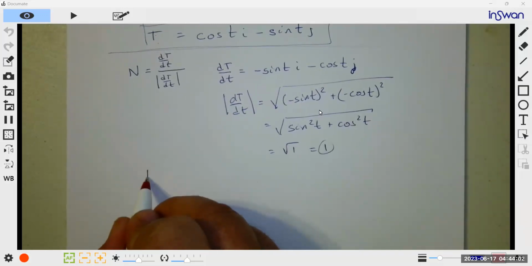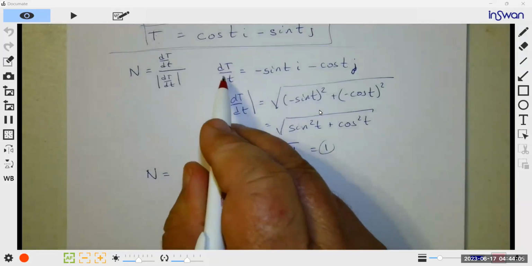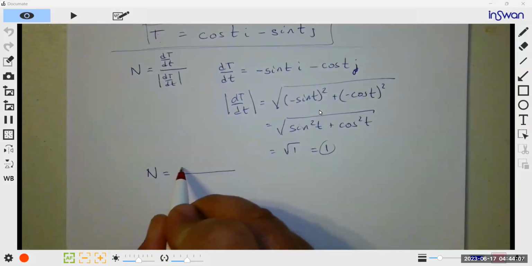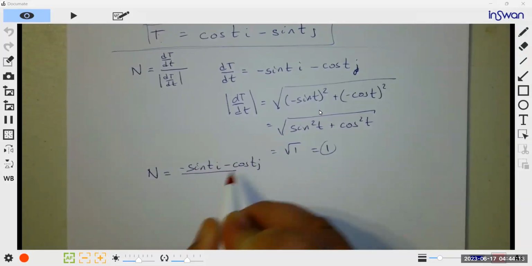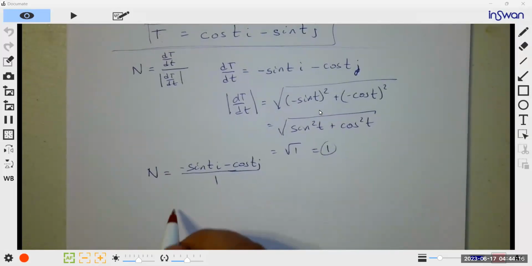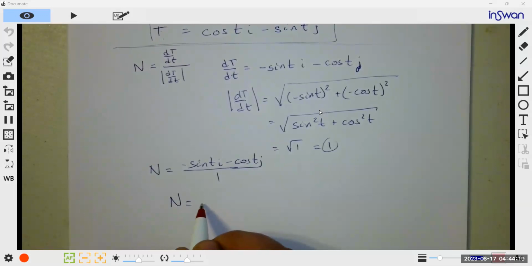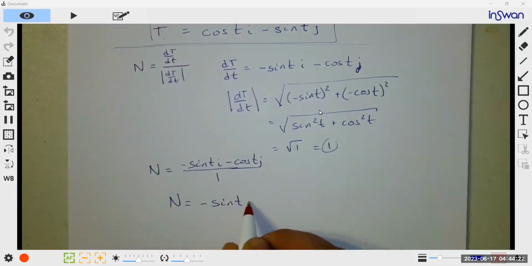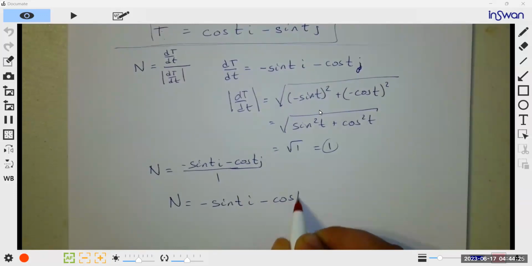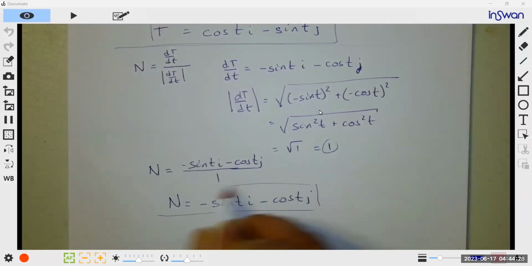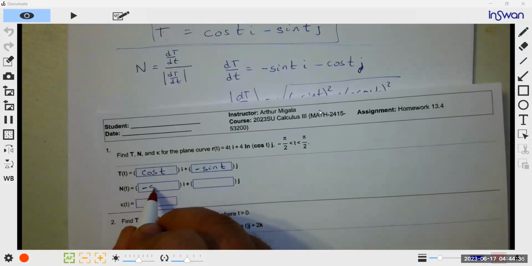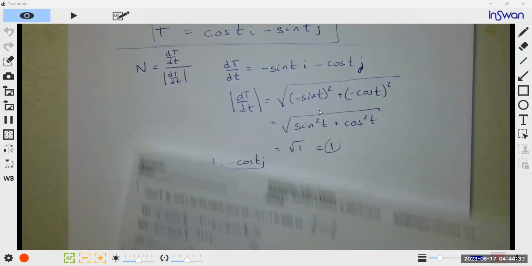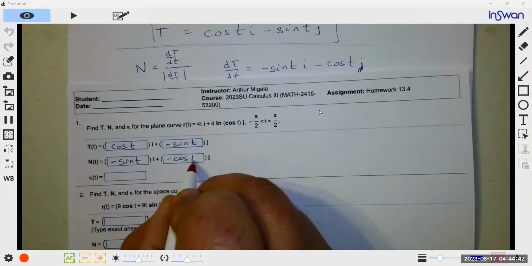So N is negative sine t i minus cosine t j over the magnitude, which is 1. So N is just the numerator: negative sine t i minus cosine t j. That's what N is.